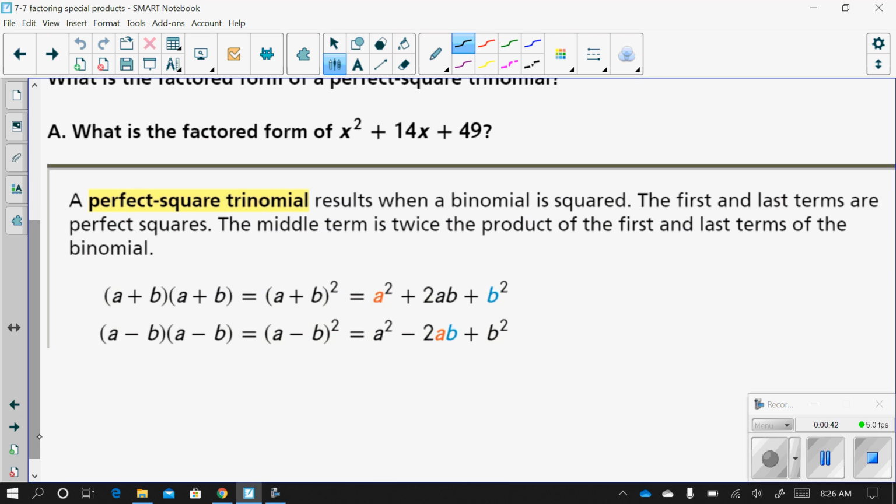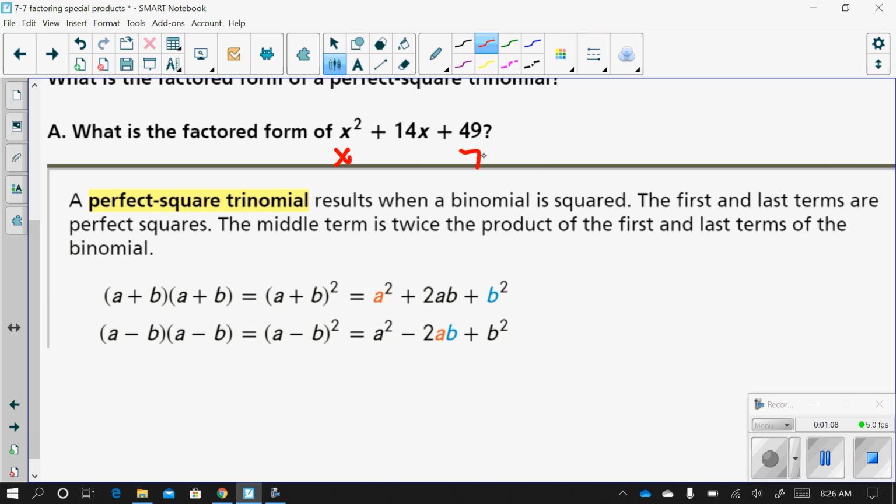So some definition here. A perfect square trinomial results when a binomial is squared. The first term and the last term are perfect squares. The middle term is twice the product of the first and last terms of the binomial. So what this is saying, can I take the square root of the first term? So do I know the square root of x squared? Absolutely. It's just x. Okay, and then I look at the last term. Can I do the square root of 49?